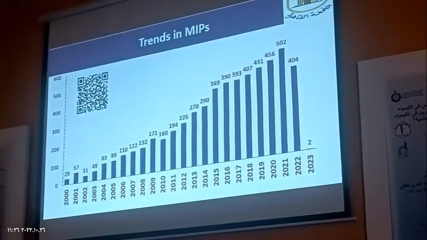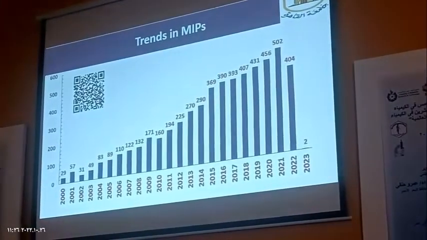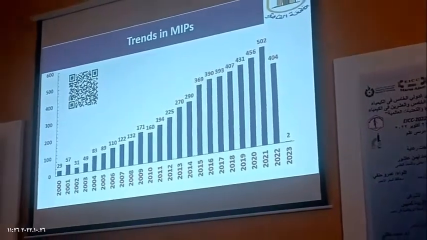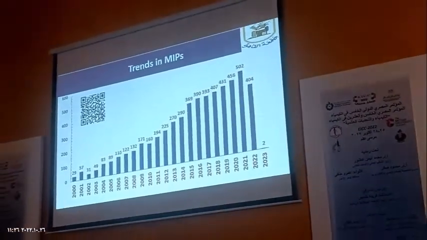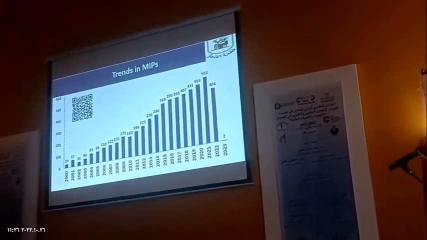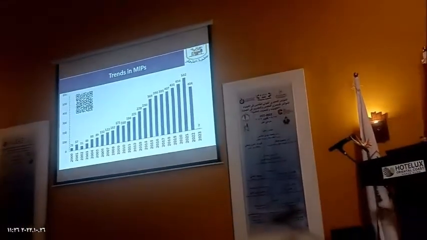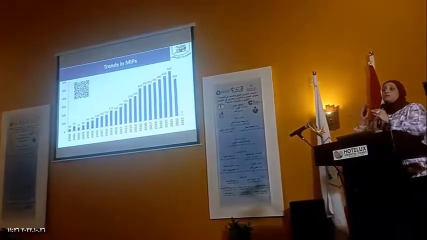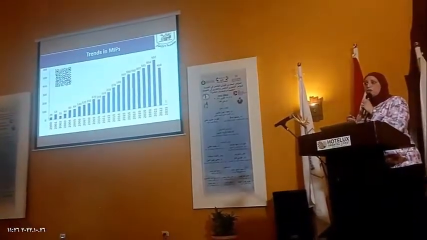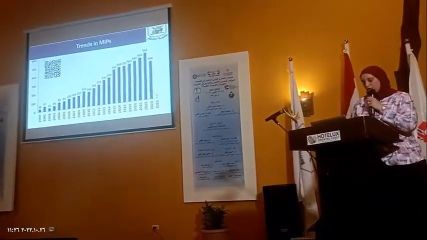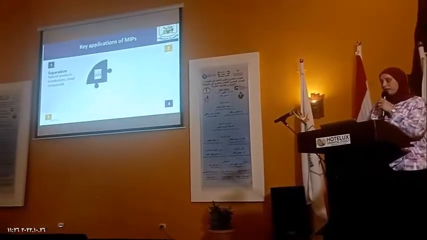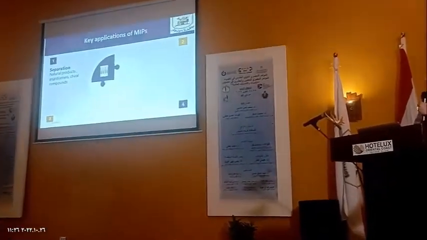If we look at the trends in the application of molecular imprinting, as you see, 20 years ago it was something like 29 or 30 applications, but right now, in the past 7 years, we can say that we are reaching something like 100 times this number, because we started to include a lot of applications for molecular imprinting.